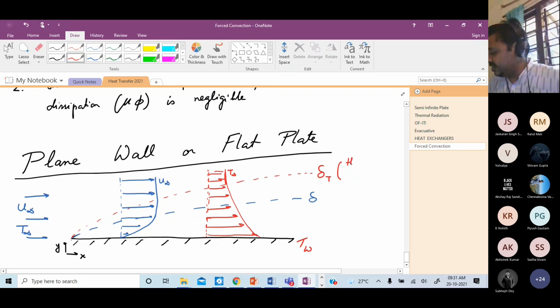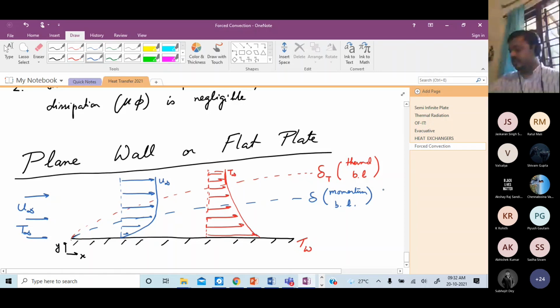Okay, so this is the thermal boundary layer, whereas this was the momentum or velocity boundary layer. The effect of the shear or the viscous forces at the wall is felt within the momentum boundary layer. The effect of the thermal disturbance due to the heated wall is felt, quote unquote, felt within the thermal boundary layer.